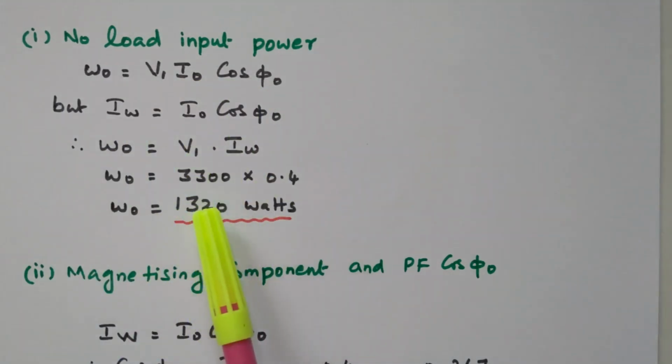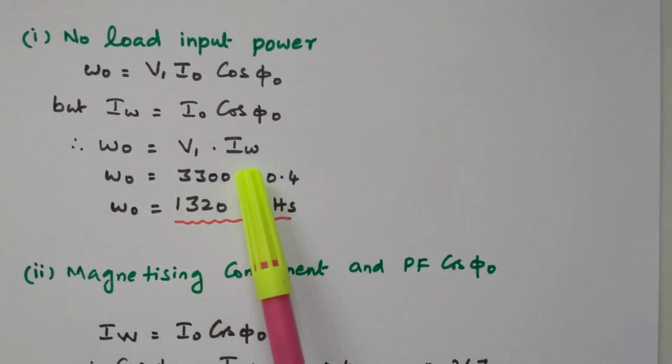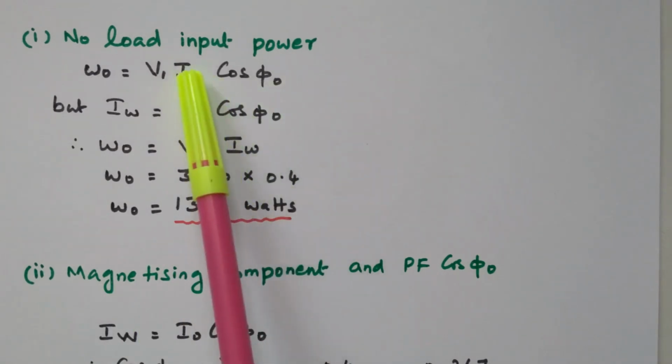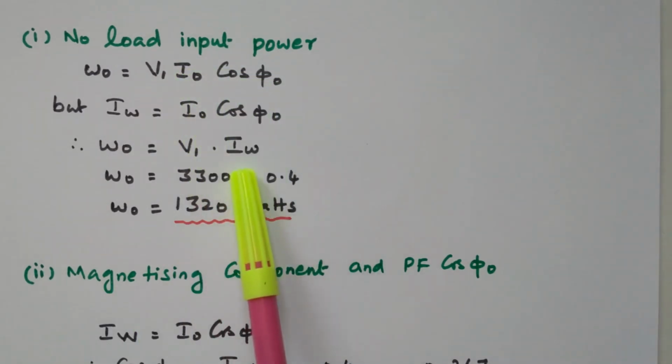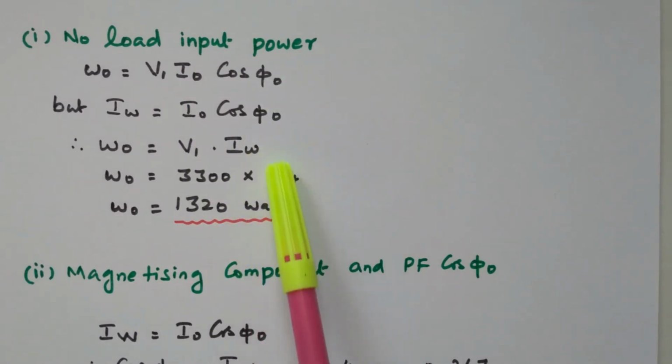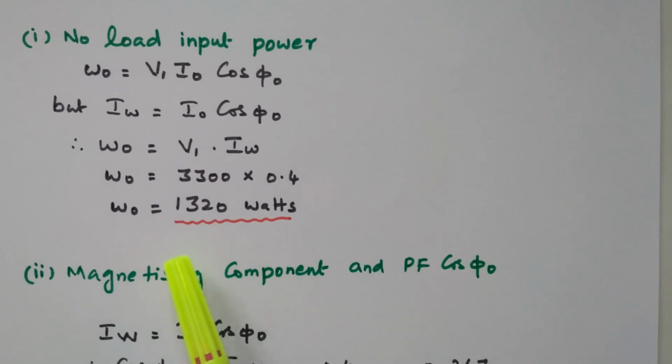V1 is 3300, the iron loss component is given as 0.4. By multiplying this we get 1320 watts. This is the formula; I naught cos phi naught is replaced by IW, because the working component current is given and phi naught is not given, so we are replacing it. Now we got the no-load input power as 1320 watts.